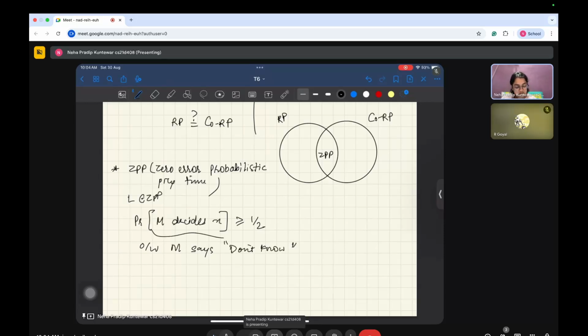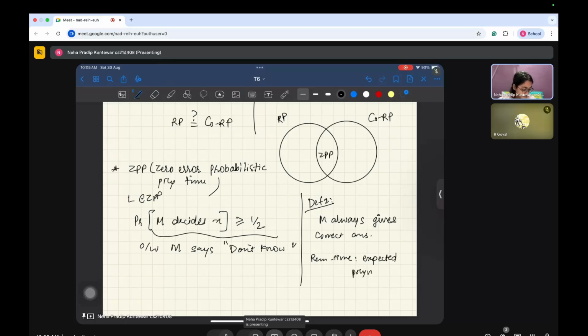So what do we mean by this? If x is in the language, it will accept. If x is not in the language, then it will reject. And this happens with a good enough probability, but it will never give you errors, in the sense that if x is in the language, it will never say reject, and vice versa. It may say don't know, but it will not give errors. The other equivalent definition that you saw is that it always answers correctly, but we are compromising on the time. Instead of deterministic polynomial time, it is guaranteed to run in expected polynomial time. So definition 2 that we had was that M always gives correct answers, but the runtime is expected polynomial time.